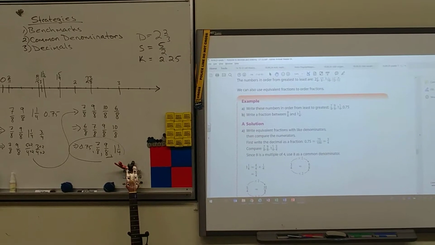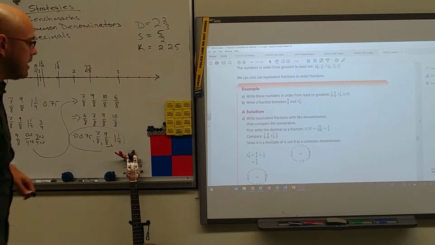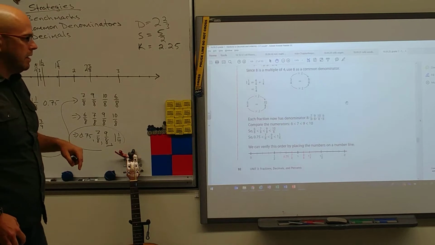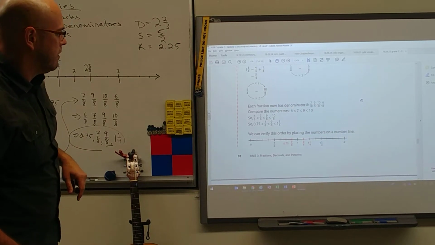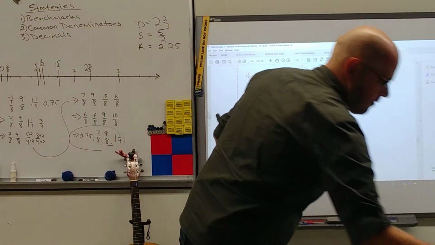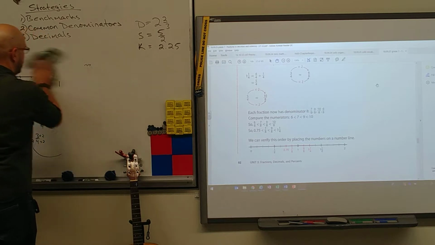Pardon my supreme camera work here. There we are. Now let's go to the third one, decimals. Let's just turn these puppies into decimals. So now I'm going to erase what we have here, and we're going to start with a fresh list. We're going to start turning them into decimals so we can compare them that way.